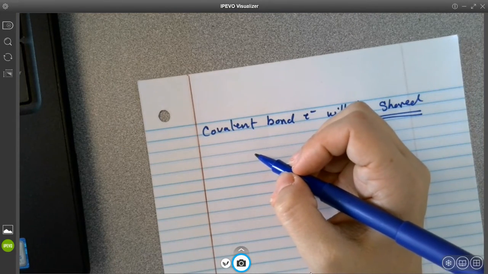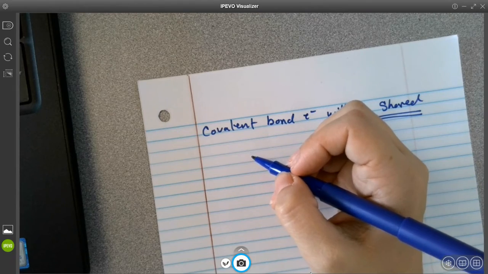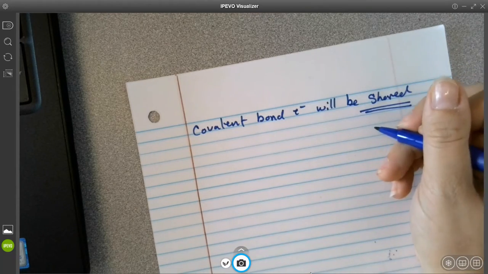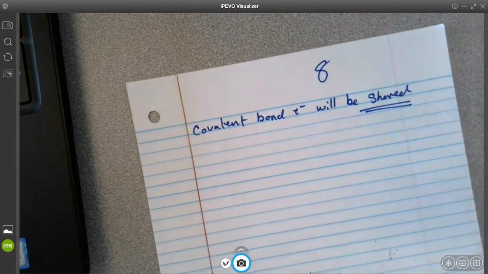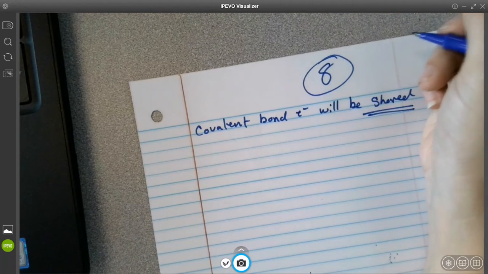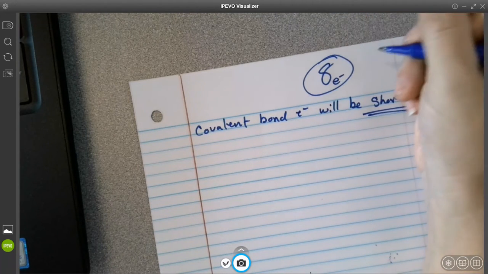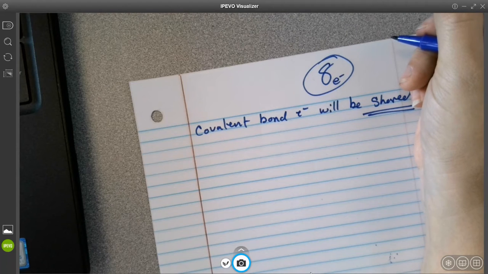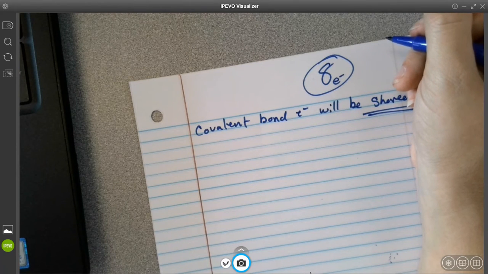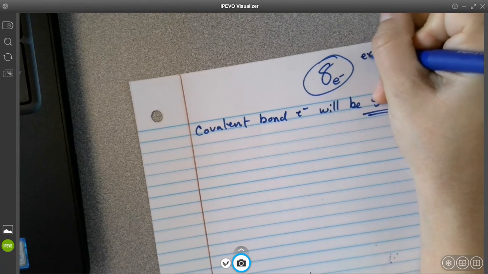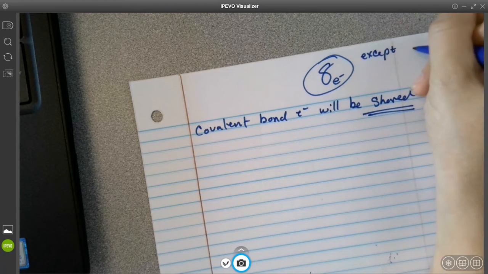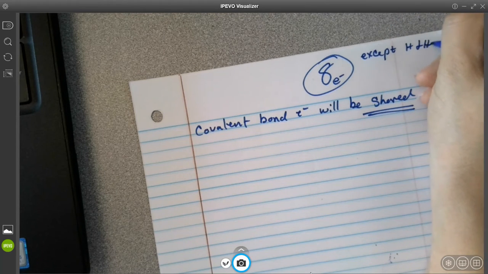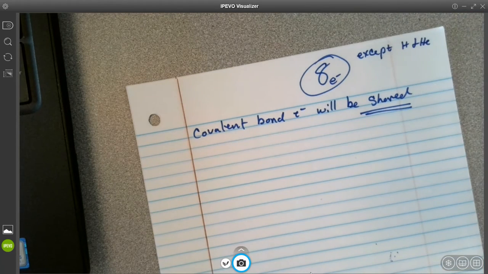And they're not going to just share an infinite amount. There is a magic number of 8. You want 8 electrons. Every element except for hydrogen and helium. Now I'll go ahead and put that up here. Except hydrogen and helium. Every element wants 8. That is the magic number.